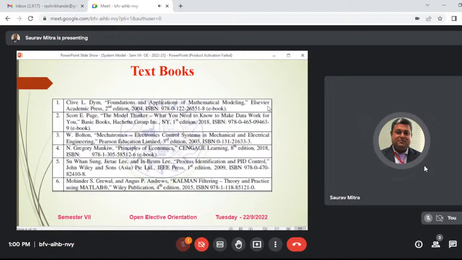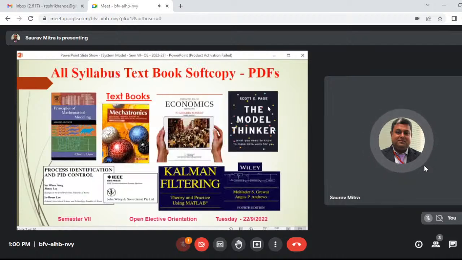These are the books, and all the books are with me in soft copy format. Last year we had a Google Classroom. As soon as you join this elective, a Google Classroom will be floated. First you will find the PDFs of all the 6 books available there, and then you can start your preparation module wise. The books and page numbers, module wise, will be mentioned from all the 6 books.